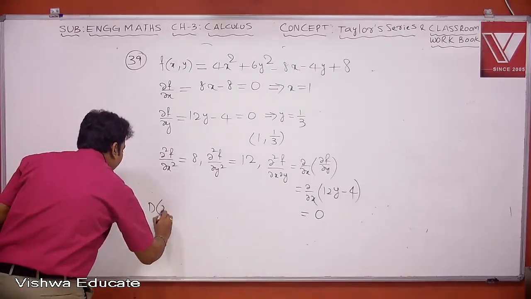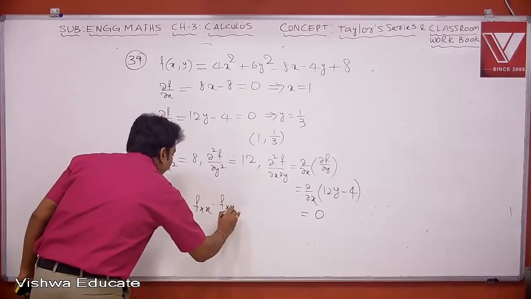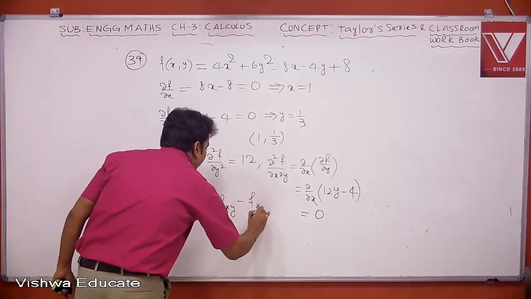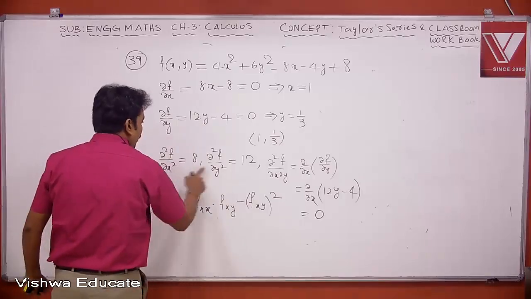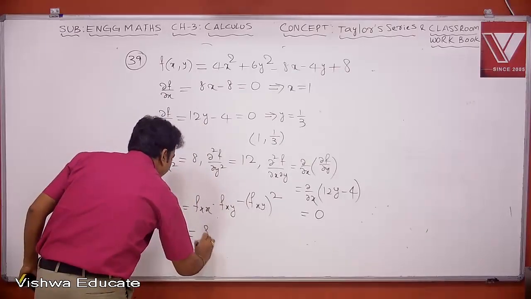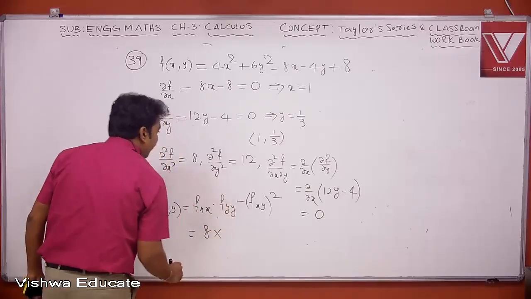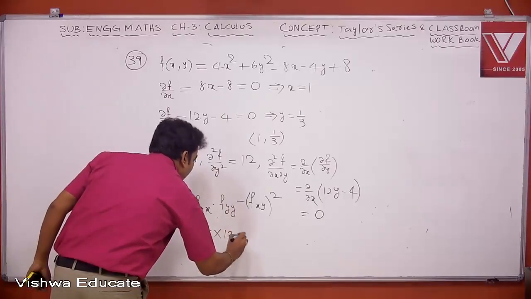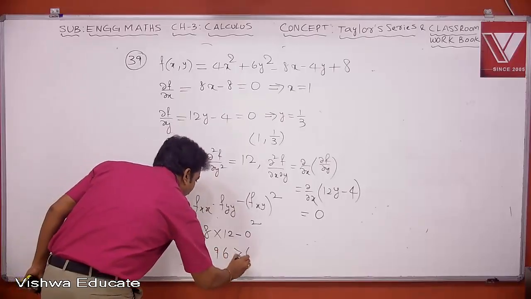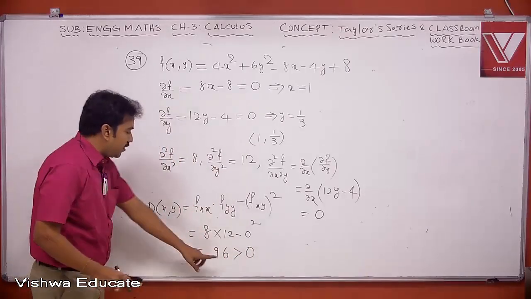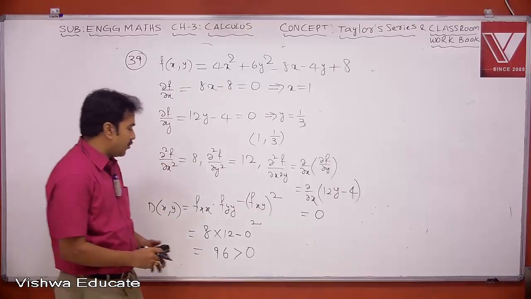Therefore, what is my d of x comma y? fxx into fyy minus fxy whole square. What is fxx? Dou square f by dou x square, this is 8. fyy is 12, minus 0 square. So this is 96, greater than 0. So here the d value is greater than 0, and even dou square f by dou x square is greater than 0.